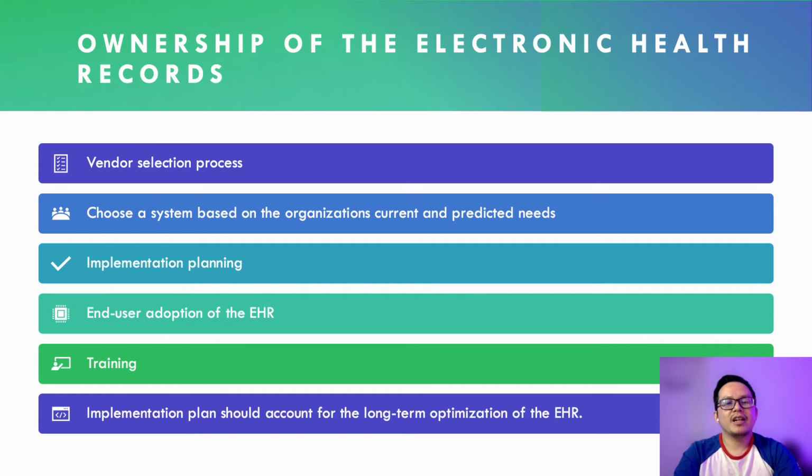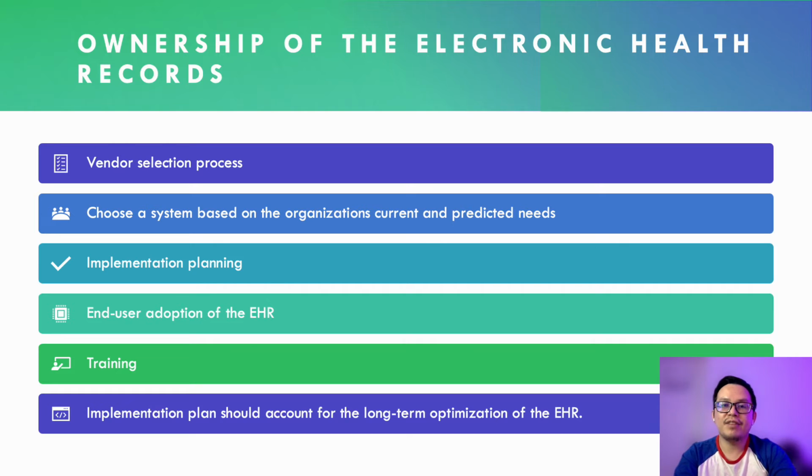Ownership of the electronic health records. So these are the steps in the selection process, or how to implement a new system, or implement an EHR in your institution or organization. This is also how my workplace implemented the change.